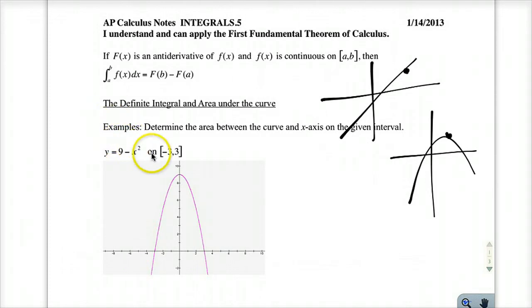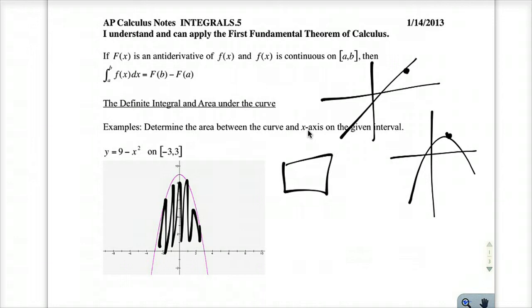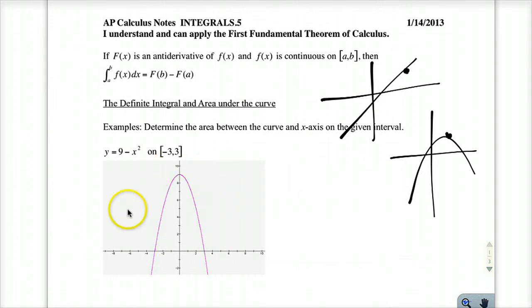So this particular problem says determine the area between the curve and the x-axis on the given interval. For the function 9 minus x squared, from negative 3 to 3, find the area between the curve. What does that mean? In this particular picture, I'll shade it for you. I'm trying to find the area of that space. I could find the area of a rectangle, a circle, or a triangle, but how do I find the area of this weirdly shaped piece above the x-axis? Well, there's a special way called the antiderivative.